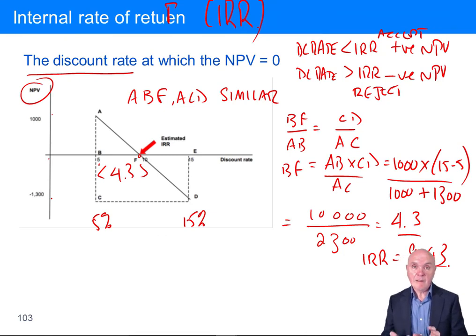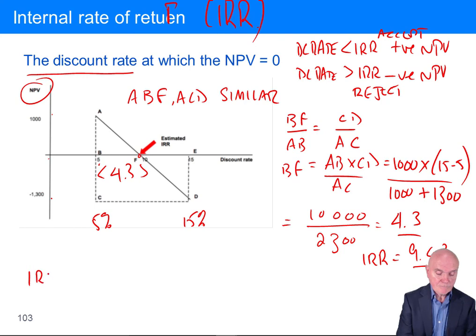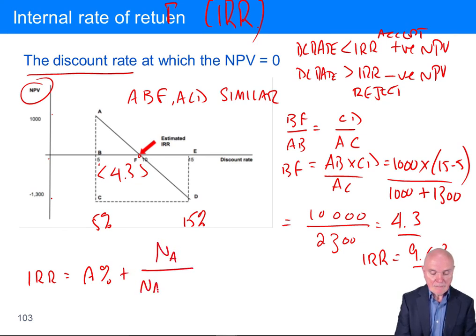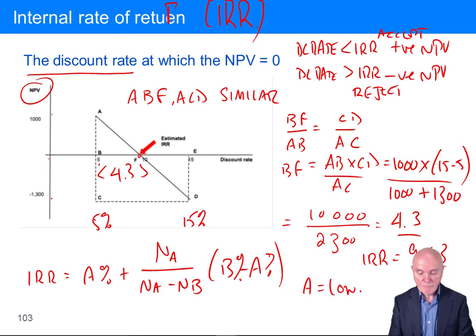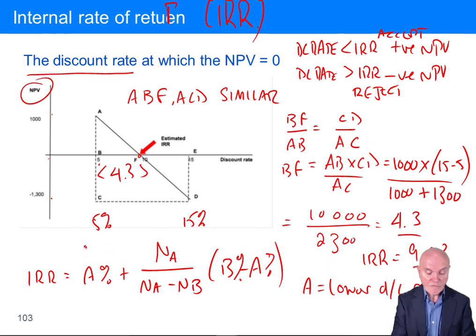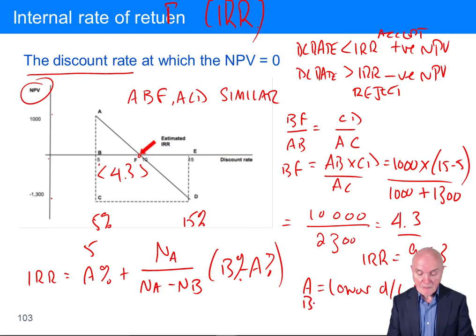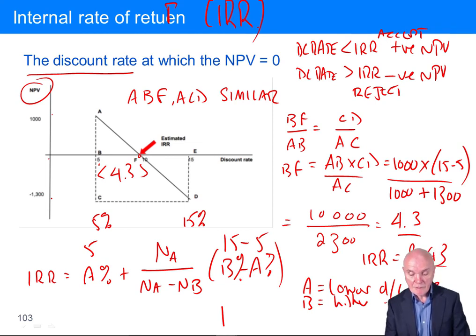Now, if you don't want to draw these little diagrams and do it by similar triangles, then you have to learn a formula. And the formula is: the internal rate of return is equal to A% plus NA over NA minus NB, times B minus A%. Where A equals a lower discount rate, in other words, it's going to be 5. B equals a higher discount rate. So B in here is 15, as we've tried it at 15. Minus A, minus 5. So we're getting the same in here. We've had to add on a plus 5 in there. So it's 5 plus whatever this extra distance is.